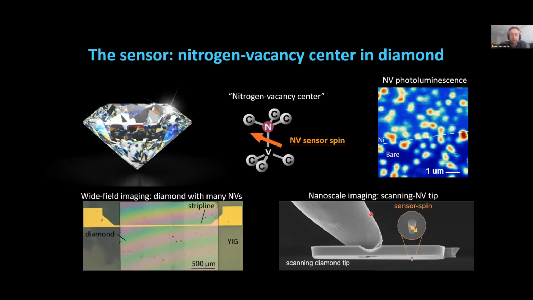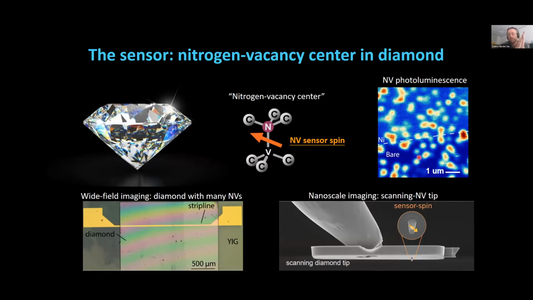So the sensor is the nitrogen vacancy center in diamond. It's this nitrogen atom adjacent to a vacancy in the diamond carbon lattice. And it has a spin, an electronic spin that you can read out optically. So it photoluminesces when you shine a green laser on a diamond. And when you do so, you see a picture like this. So this is the red photoluminescence that is emitted by a diamond under the excitation with a green laser. And if you tune the implantation density of these NV sensors correctly, you can address them individually.